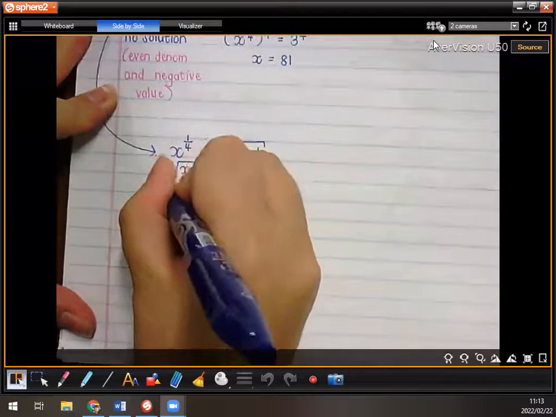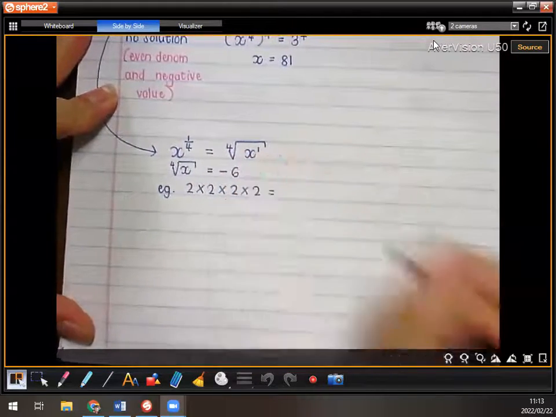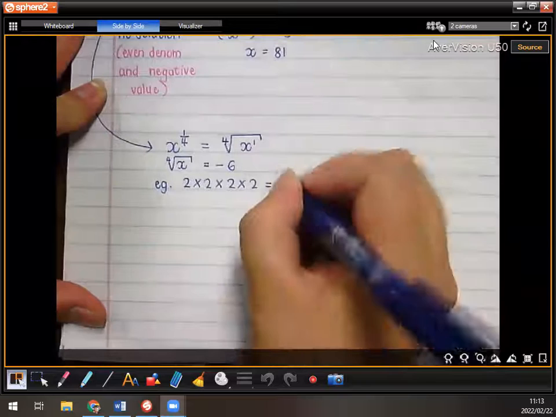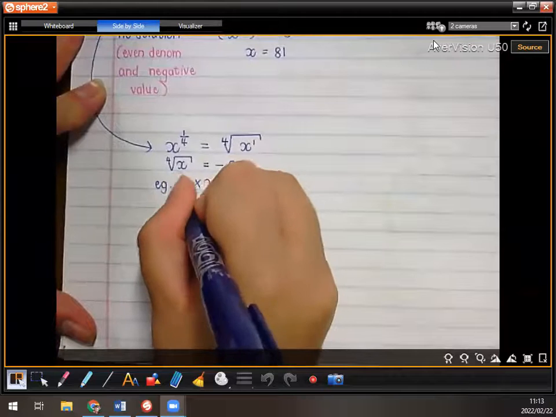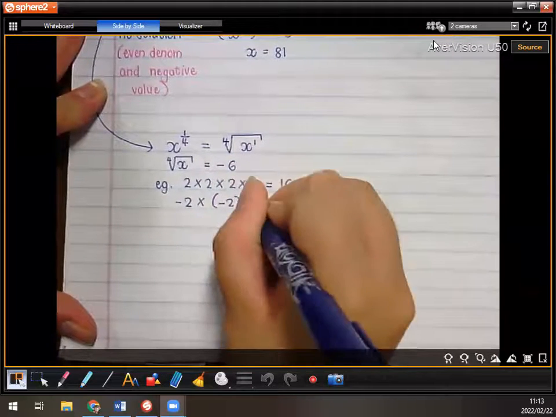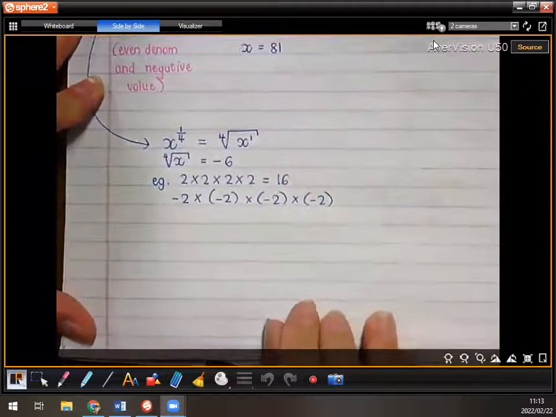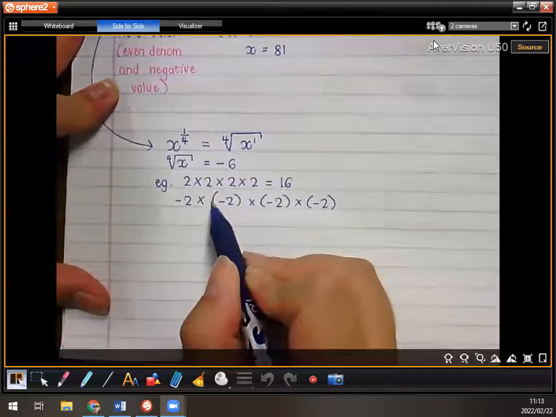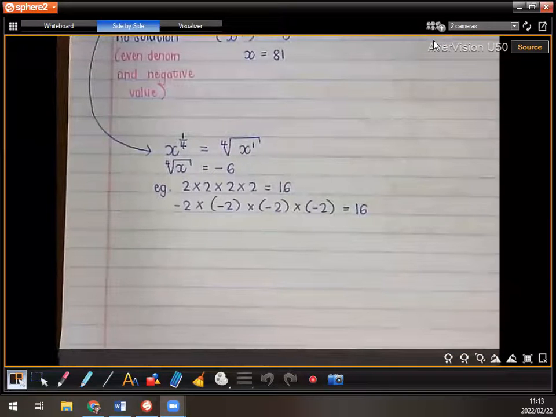Let's see, if I'm taking 2 times 2 times 2 times 2, what will that be? 2 times 2 is 4, times 2 is 8, times 2 is 16. Right? But if I do -2 times -2 times -2 times -2, that's also 4 of the same number that I'm multiplying together. Can that give me a negative answer? No, right? It will always be positive. So a negative times a negative is positive, and then that negative times negative is also positive. So that will also give me a positive value.